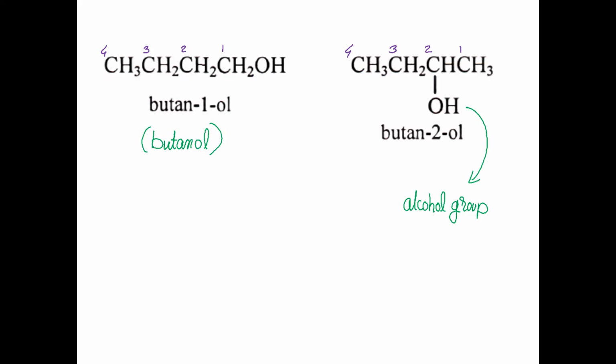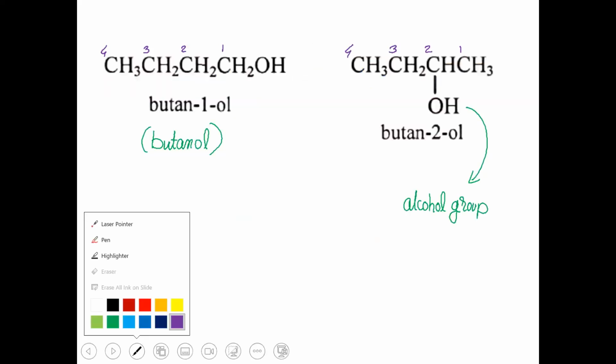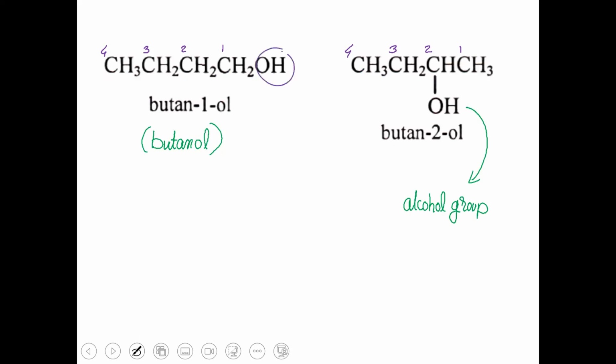Now look at the difference. The OH group is connected on position 1. Here, the OH group is connected on position 2. The formula will be the same, but one is called butan-1-ol and the second is called butan-2-ol. So look at the difference.